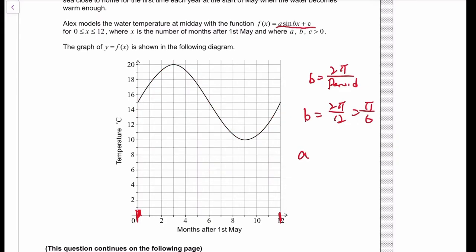A is the amplitude, which is measured from the middle to the top. So that's like, what, 15 to 20? So 5. C is the value of the middle line, so 15.